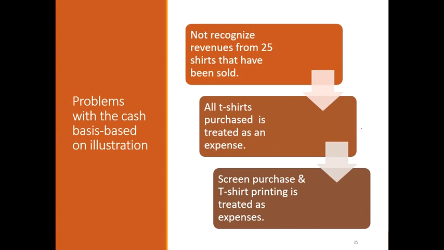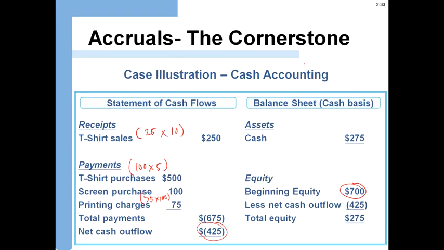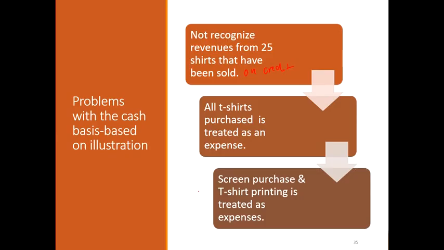So problem with the cash basis based on illustration is that it does not recognize the revenues from 25 shares that have been sold on credit. Dia tak recognize. Okay. And all t-shirt purchase is treated as an expense. Ya, semua ni sebagai expense. And then screen purchase and t-shirt printing is treated as expenses as well. Okay.